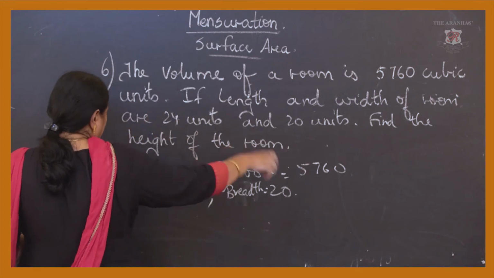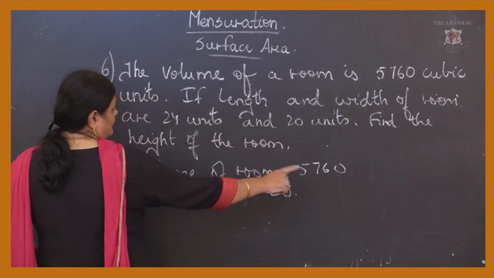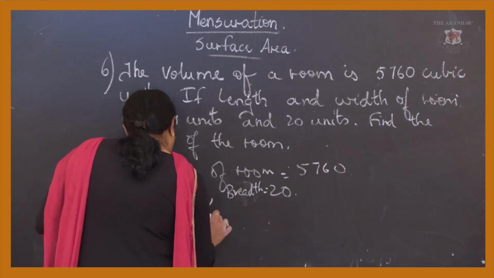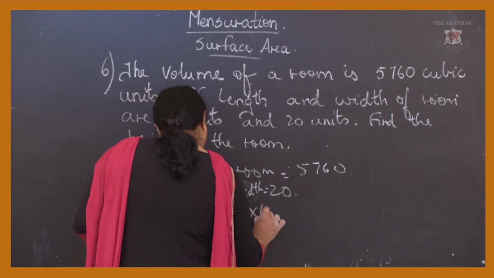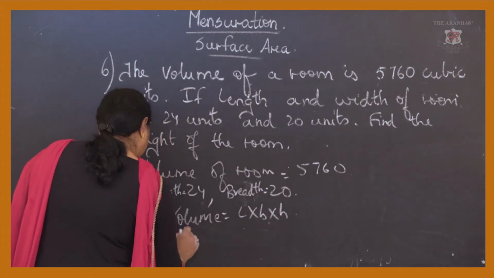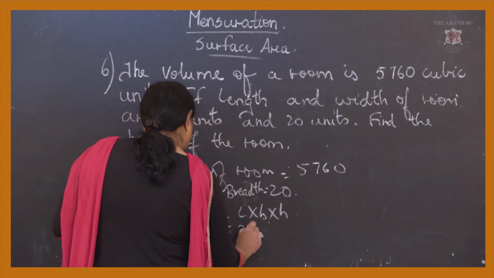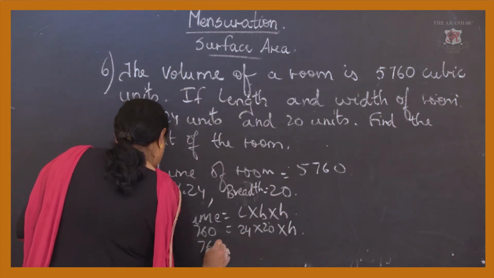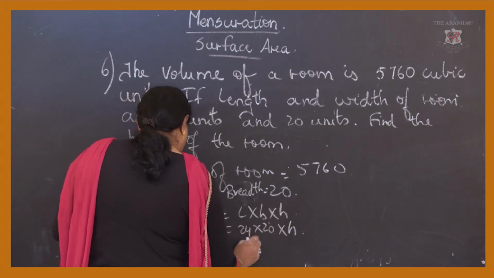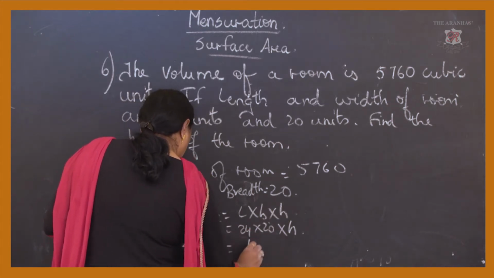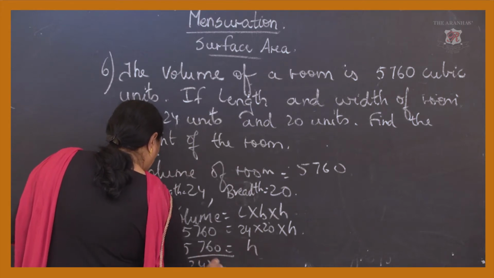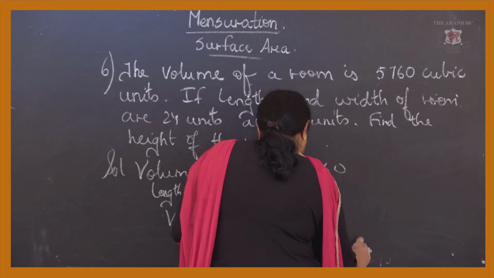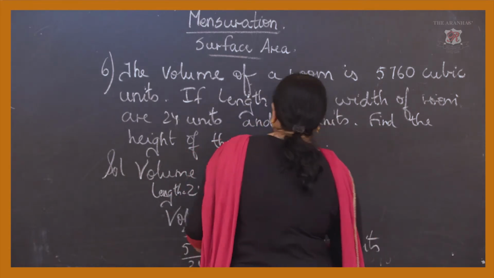So now over here you have been given the volume of the room, length 24, breadth 20. So your volume is equal to length into breadth into height. So 5760 is equal to 24 into 20 into your height. Now you can directly do height equals 5760 upon 24 into 20. Therefore your height is nothing else but 12 units.